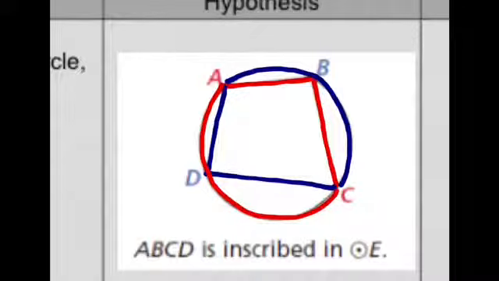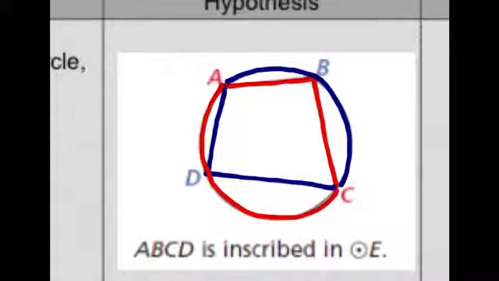Well, I know that ABC, my red angle, is going to be 1/2 of my red arc. Does that make sense to everybody? Okay? So this is going to be 1/2 of, let's just say, 1/2 of red. I know that ADC, my blue angle, is going to be 1/2 of my blue arc. Okay? 1/2 of blue.